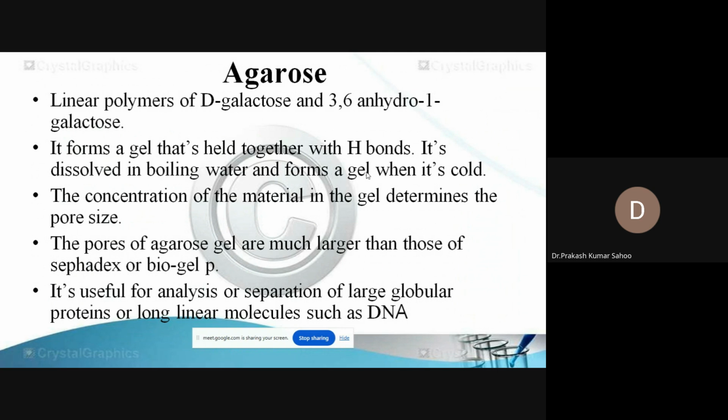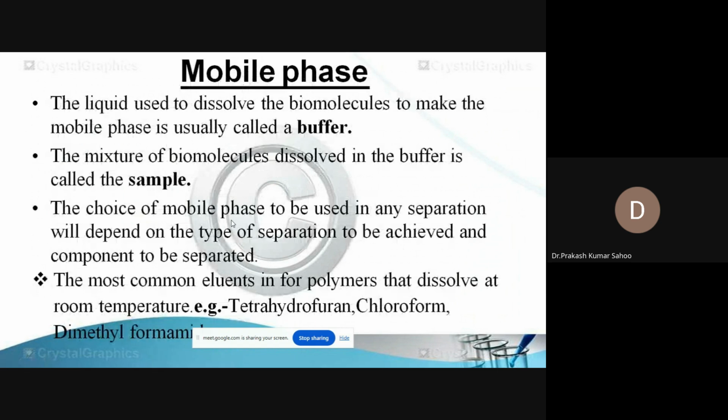So this is how the agarose component of the stationary phase works, with hydrogen bonding, dissolving in boiling water and forming a gel when it is cold. Then the important phase is the mobile phase.